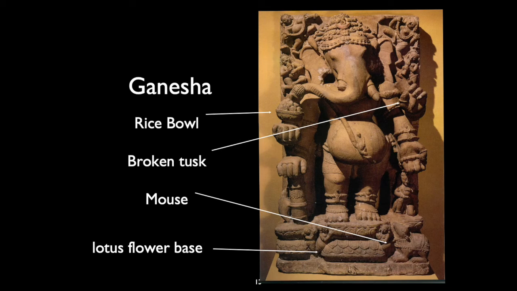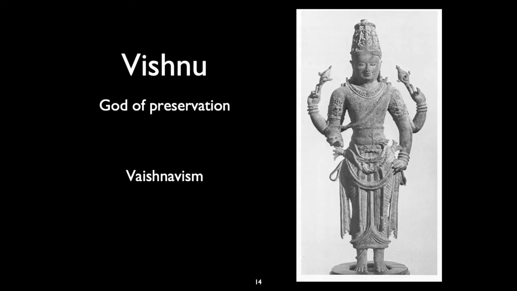The lotus flower is this very important symbol and is a kind of image of perfection emerging out of the dross and grime and dirt of ordinary existence. And thus, these deities are the kind of lotus bloom that comes out from nothing. Our third and final deity we'll be talking about is Vishnu, the god of preservation.